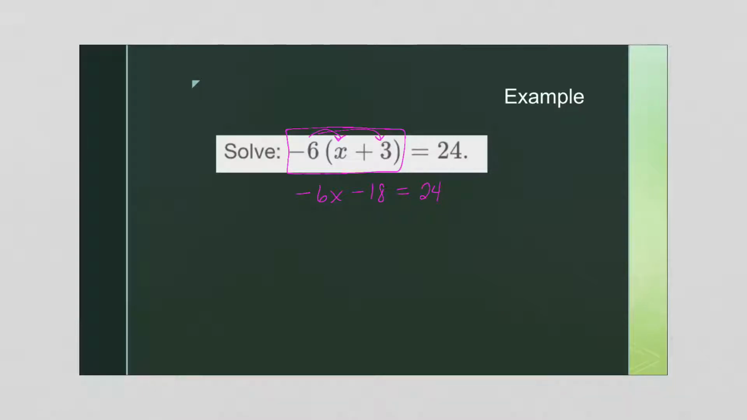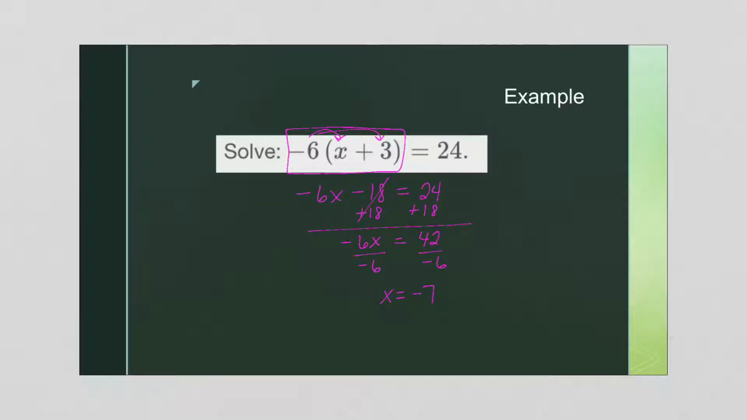Now this actually looks like something that we dealt with in the last section. So I would move my constant terms to the right side. So I would add 18, and that goes away, and I'm left with negative 6x on the left. 24 plus 18 is 42. And now we're going to divide both sides by negative 6. And I get that x is equal to negative 7.